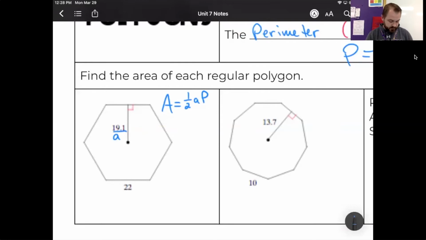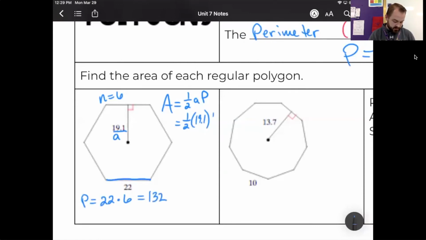So it's 1/2 of 19.1 times, I've got to find the perimeter. Each side of this polygon is 22 inches, and there are 6 of these sides. If n equals 6, my perimeter is the length 22 times 6, which is 132. So that's my P. Now I can do these calculations. I'm going to do this in this order. I'm actually going to do 19.1 times 132, and then I'm going to divide all that by 2.